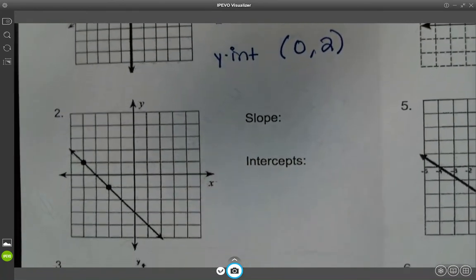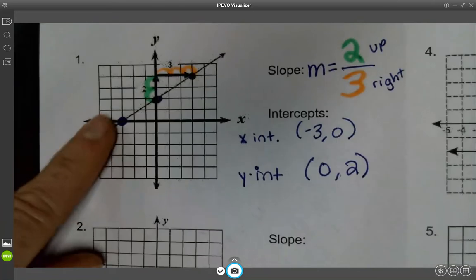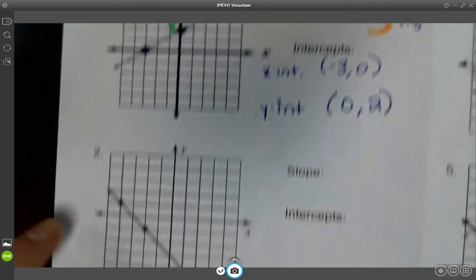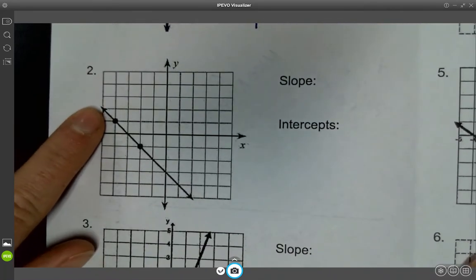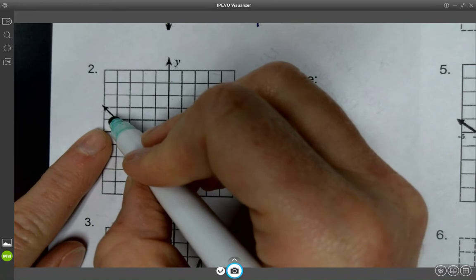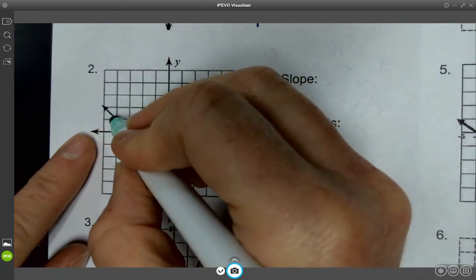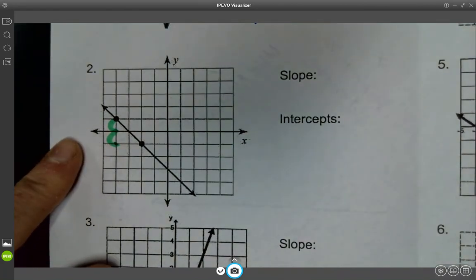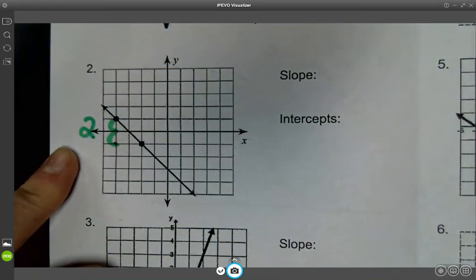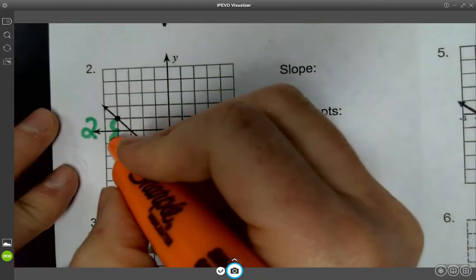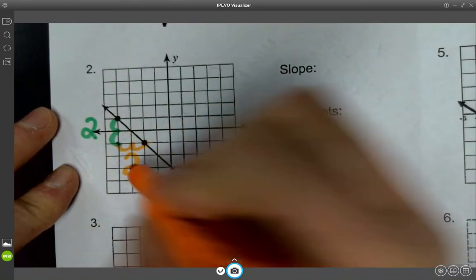Okay, let's go to number 2. And this was going uphill, right? Puff, puff, positive. So it is a positive 2 over 3. Let's look at the next one. How is this one going? Down, so it's negative. So let's do our rise. So instead of rising up, it's going to go down. Down 2. And then from that point, 1, 2, over 2.